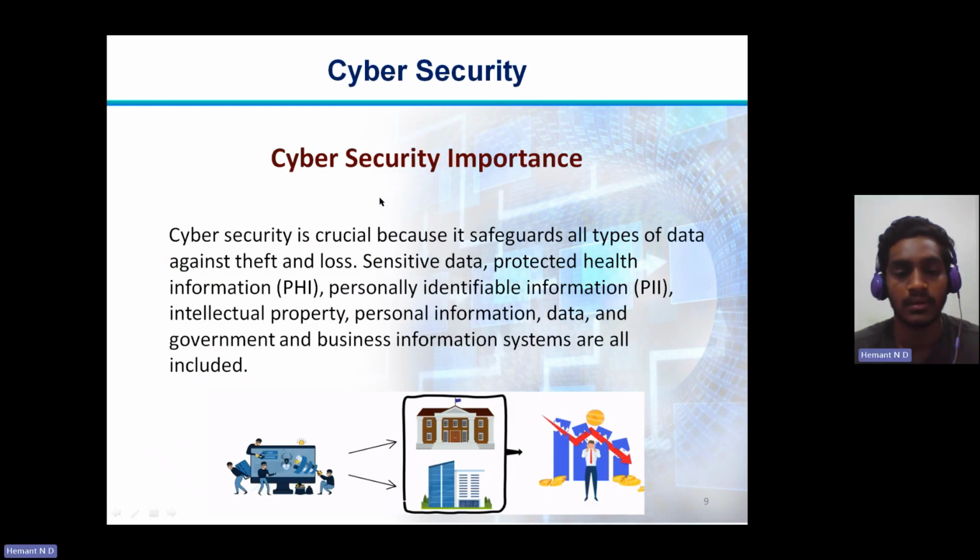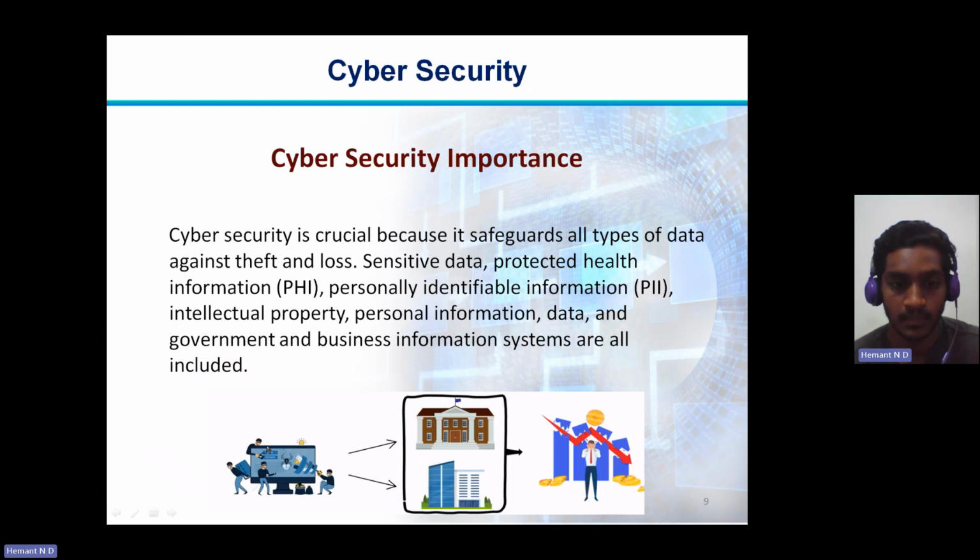Now coming to the importance of cybersecurity. Cybersecurity is crucial because it safeguards all types of data against theft and loss. Sensitive data, protected health information, personal identifiable information, intellectual property, personal information, data, and government and business information systems are all included in this sensitive data. So cybersecurity is very important.